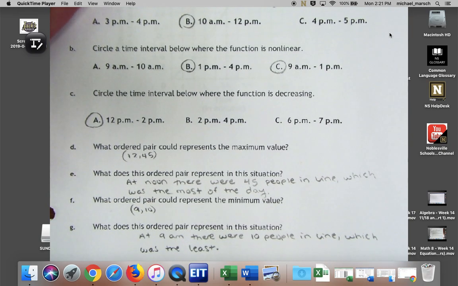Right? So we sketched some functions, we analyzed some functions. How are we feeling? Good. All right. Thank you guys.